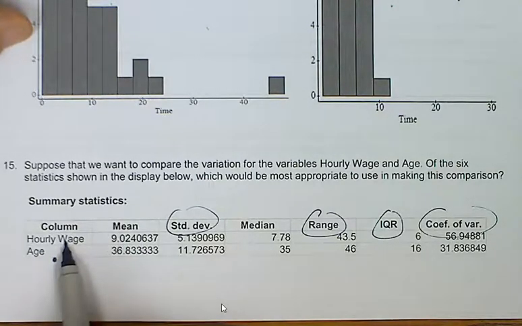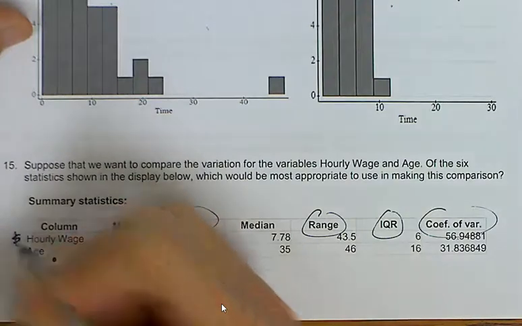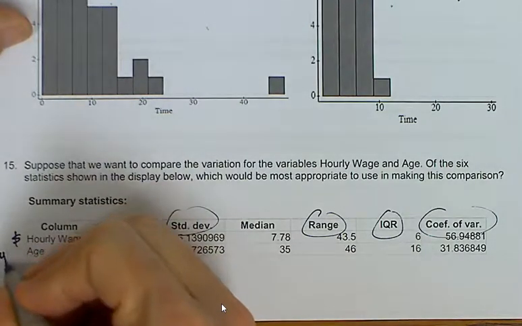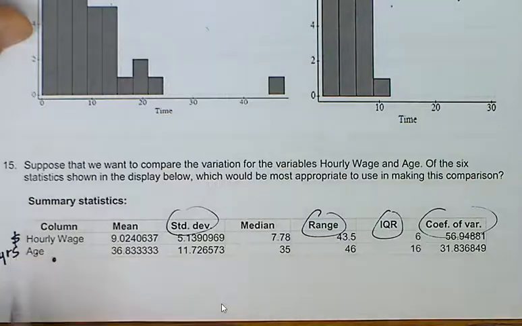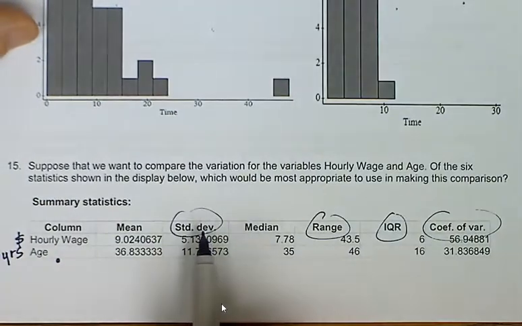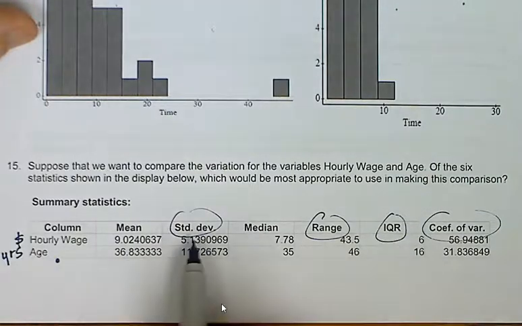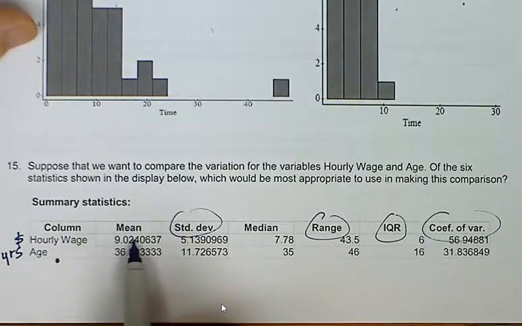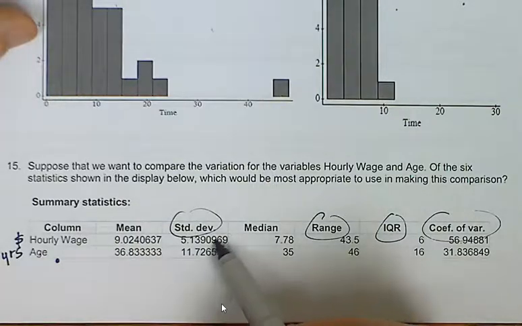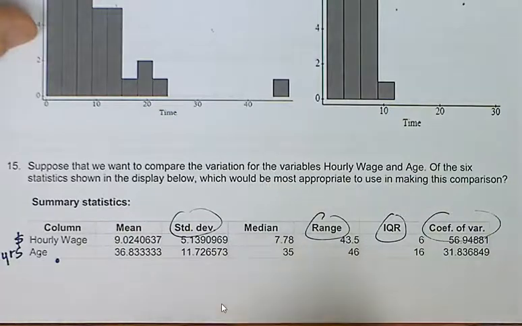In a situation like this where we have two different variables that would have different units, if we've got hourly wage, that would be measured in dollars. The age would be measured in years. So since these units are completely different, then really these 3 measures don't tell us much because we've got such different means for these two. If we look at the mean for the hourly wage, that's about $9. The mean for the age is about 37. So looking at the standard deviation, that doesn't really tell us which one has more variation.